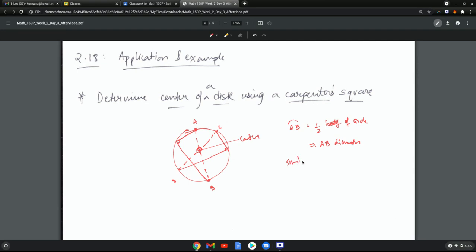Similarly, CD comes out to be a diameter as well. And the point where two diameters intersect, that's the center of a circle.